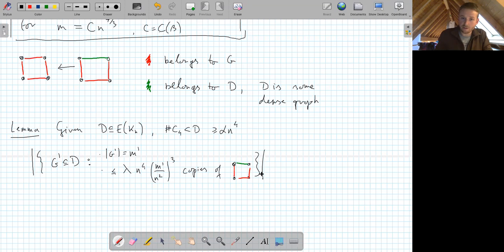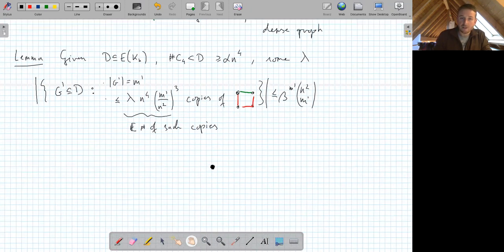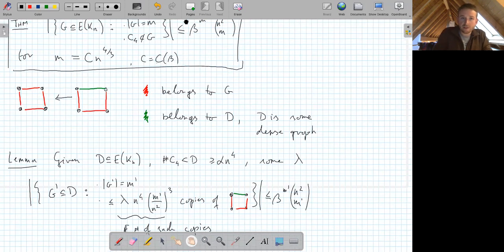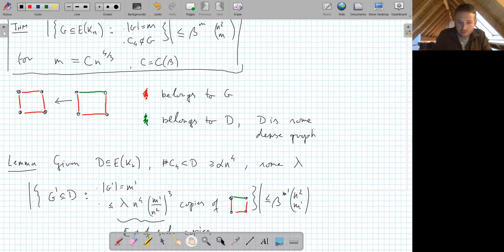So we want to show that the number of such graphs is at most beta to the M prime and square, which is M prime, some lambda. Now, what is this? This is roughly the expected number of such copies.